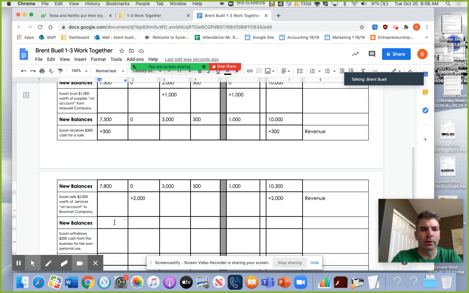That one's challenging though. All right, so new balances are 7,800, 2,000, 3,000, 500, 1,000, and then 12,300. So now we have a little bit of debt. Now we're getting to like a real business. We owe somebody money. We owe them $1,000 over here in the liabilities, but we also have someone that owes us money, $2,000. You can see how this gets complicated.